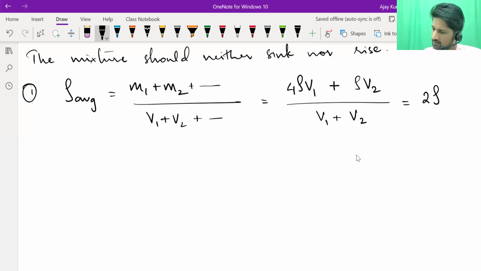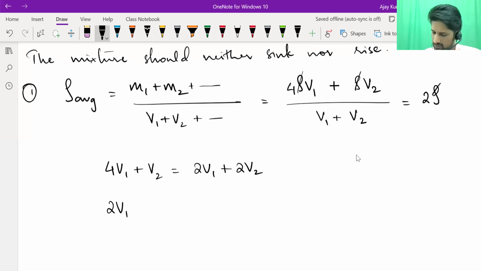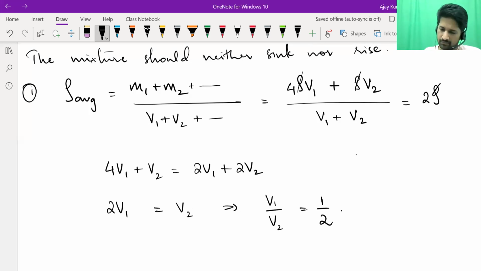You get, okay, rho can be cancelled throughout. You get 4V1 plus V2 is equal to 2V1 plus 2V2. Send that 4V1 this side, sorry, 2V1 this side. It becomes 2V1 is equal to V2. That means V1 by V2, the answer, is 1:2. The answer to the first part is 1:2.